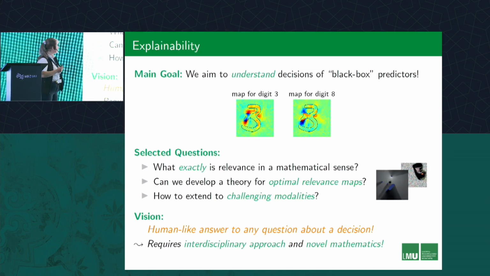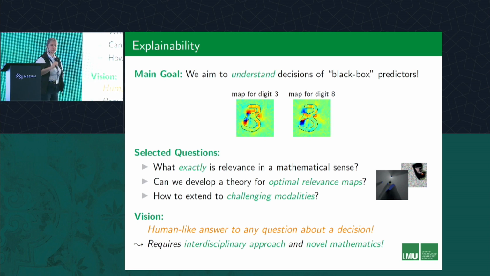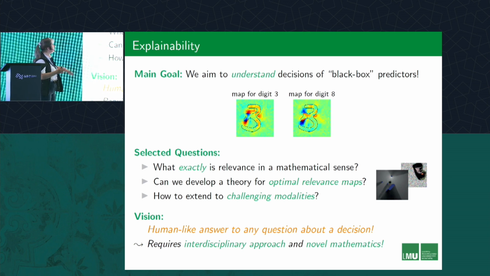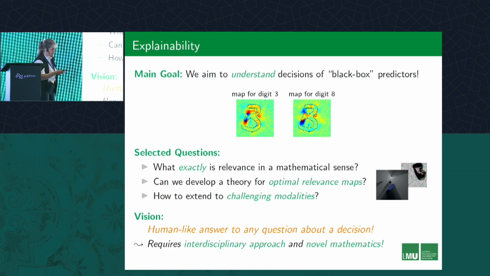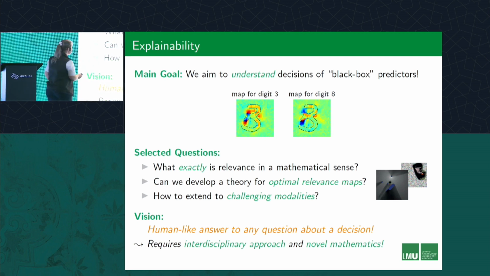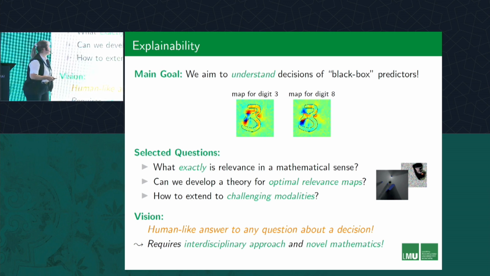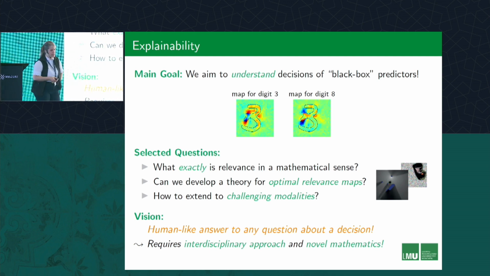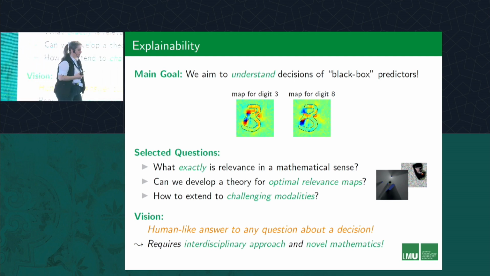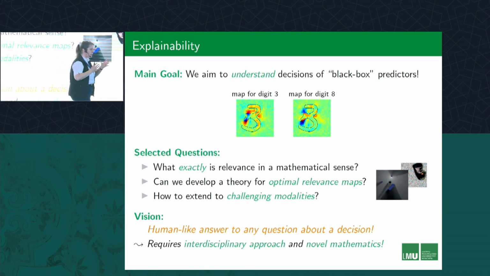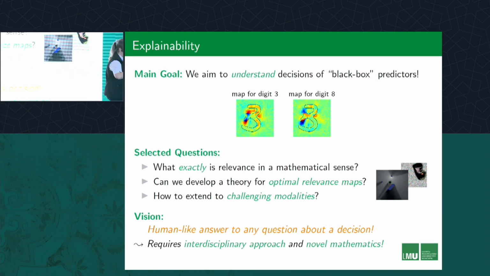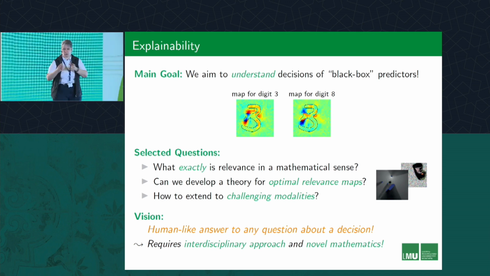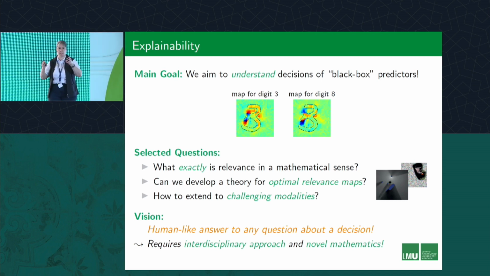So maybe I can skip this slide because we already heard very beautiful talks concerning explainability. The main question is to explain black box predictors, to understand how they reach decisions. Compared to René's talk, here the neural network is not prepared in a particular way. It's a standard neural network which is not really designed to be interpretable, but it's just any neural network.